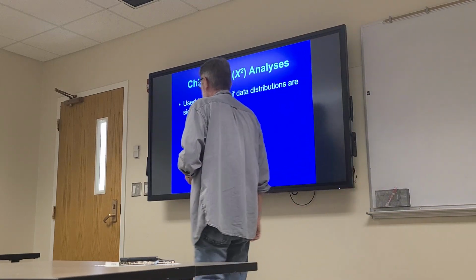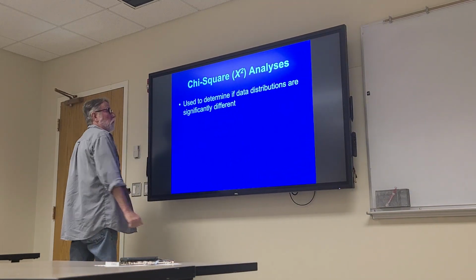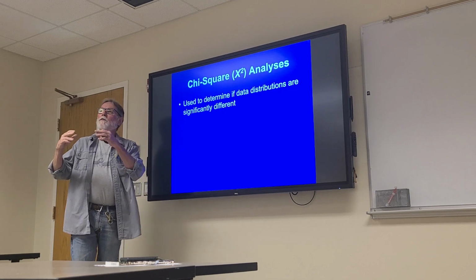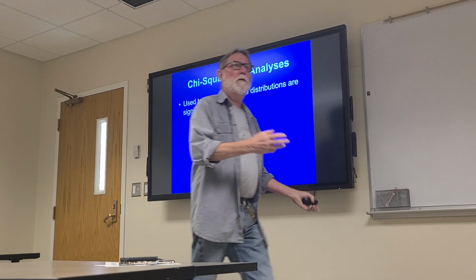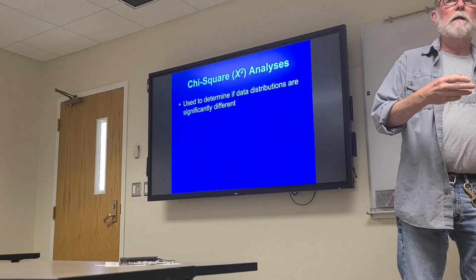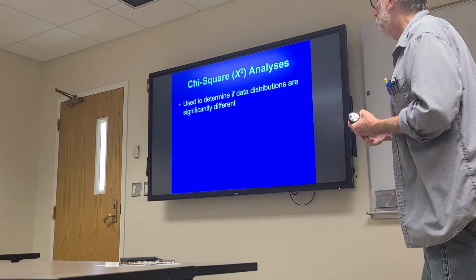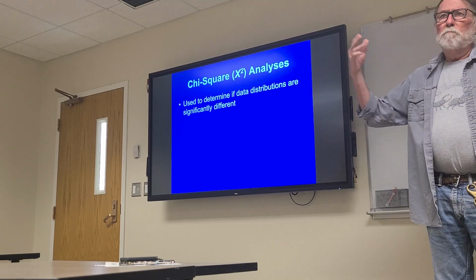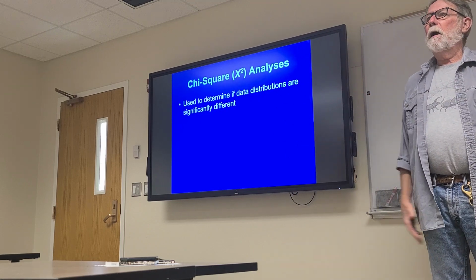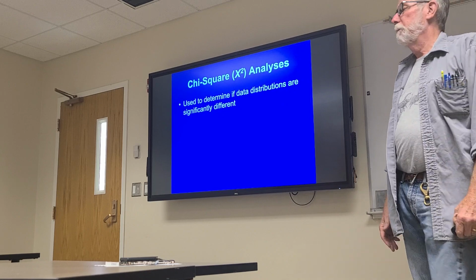So chi-squared analysis. What's it for? In this case, we're looking at data distributions. So we're not looking at means anymore. We're not looking at variances. We're looking at distributions in this case, and we're trying to see if distributions between a couple sets of data are significantly different from each other.